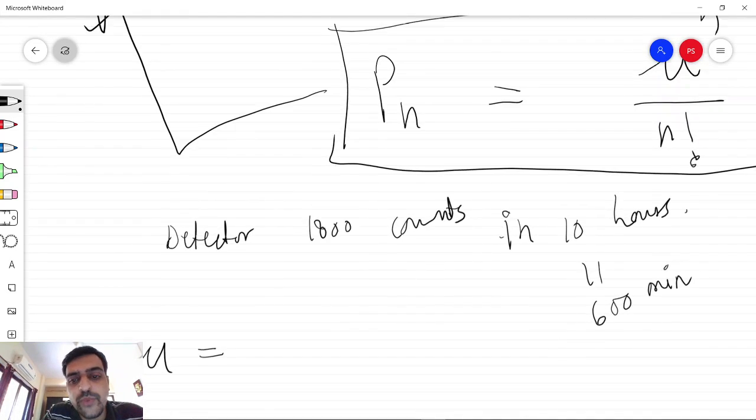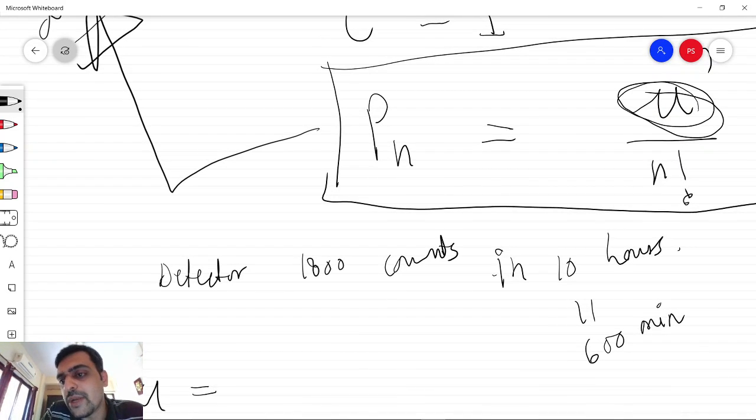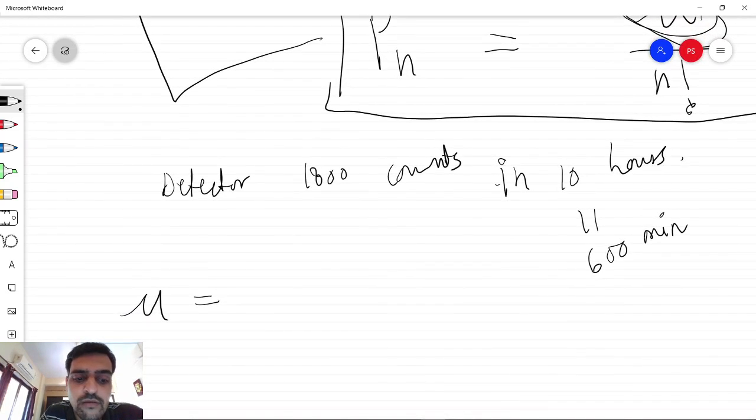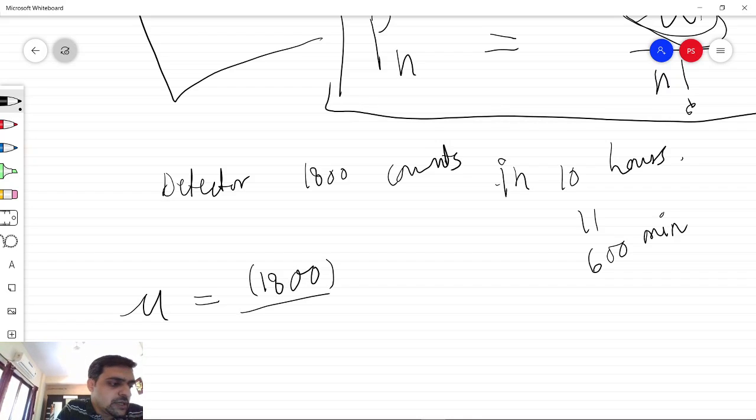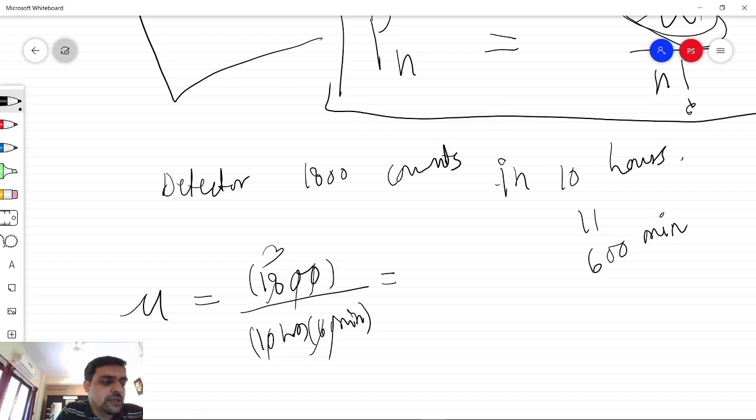Of course, we can prove that this mu appearing in this formula, which was introduced by us as just a constant of proportionality, comes out to be the mean value of this particular distribution. So mu in this case is 1800 counts divided by 10 hours into 60 minutes. We are just going to convert this into counts per minute. 6 3s are 18. So 3 counts per minute is the average value.